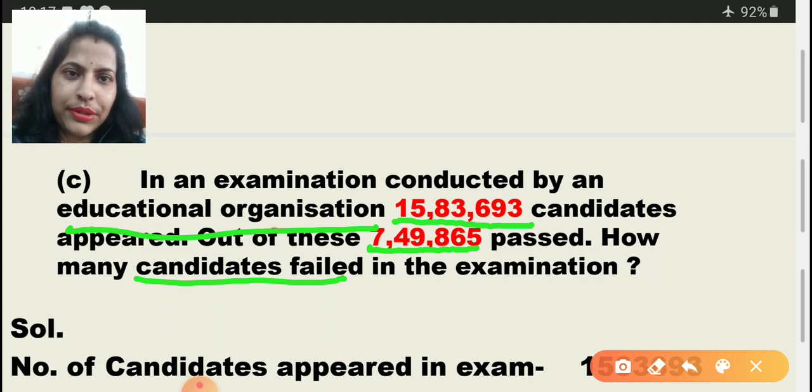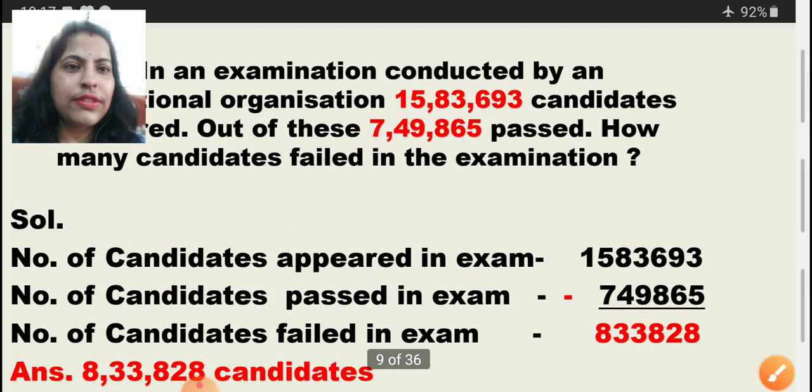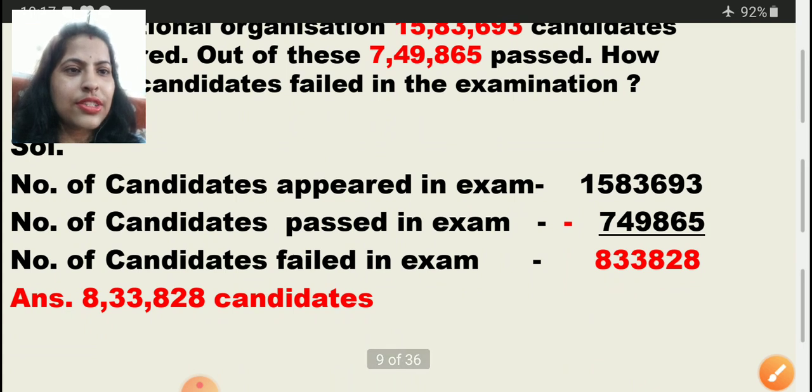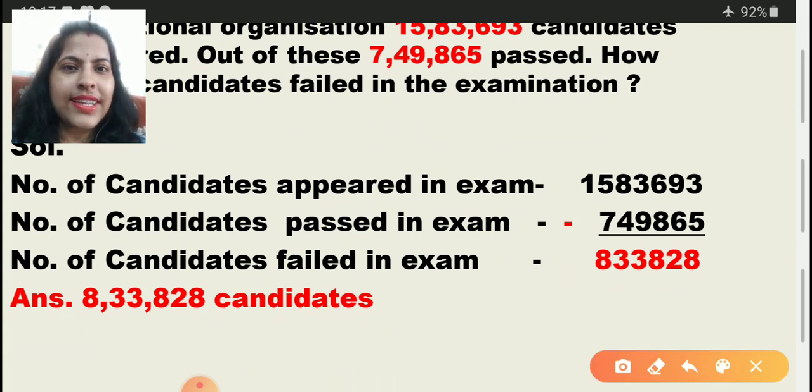Many candidates appear for the exam, but not all crack the exam. Not all pass the exam. So here it is also given the same data. Some students pass the exam and some students fail the exam. So you have to find the number of students failed in the examination. Now we'll start our solution.